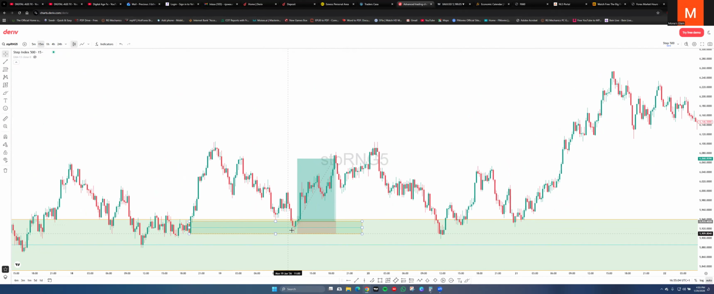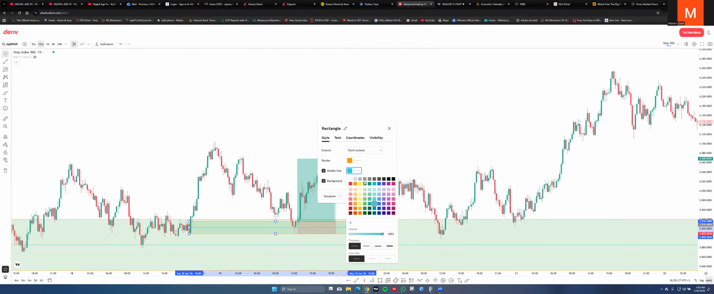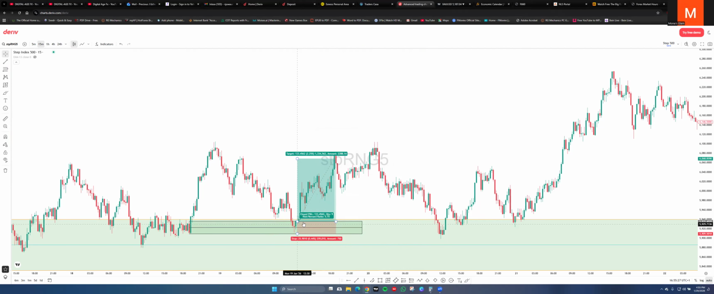It merely tapped, gave me a morning star pattern, closed above the other block range. That was the entry for me. Mid range, this one too, black. If you notice how it closed above, that was my entry.